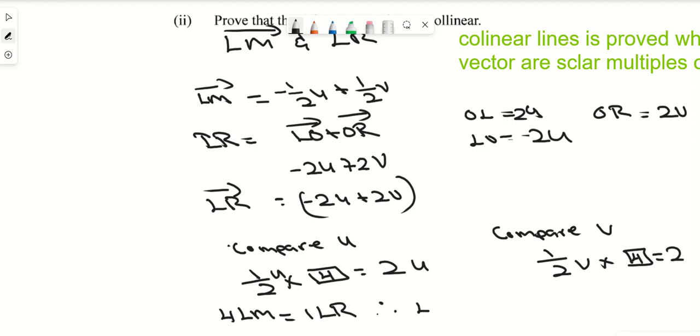Therefore, LR and LM are scalar multiples, so the points L, R, and M are collinear. Right? And that is the answer. And this is the end of January 2022.